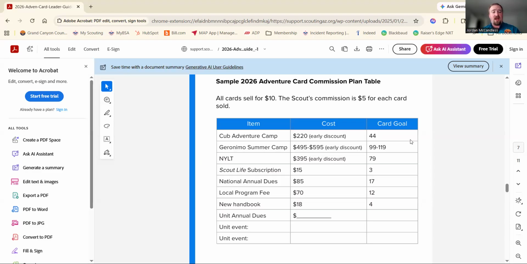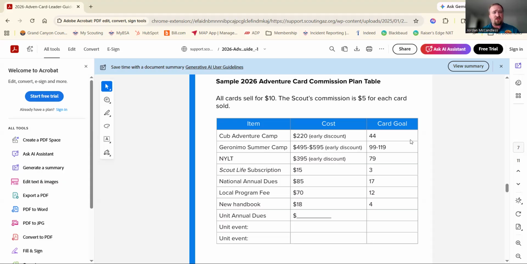or unit-specific events or activities that you run. And you'll see not only is the cost listed so the scouts understand what that costs, but we've translated that cost into a goal of how many cards they would need to sell to cover that cost, keeping in mind that every card sold gives $5 back to the scout and the unit.